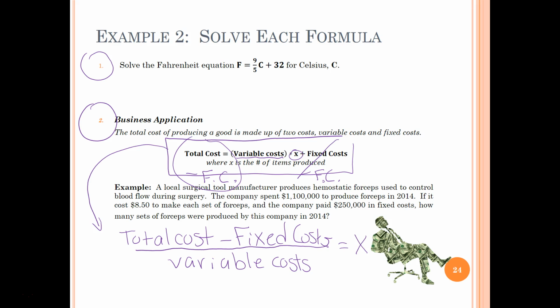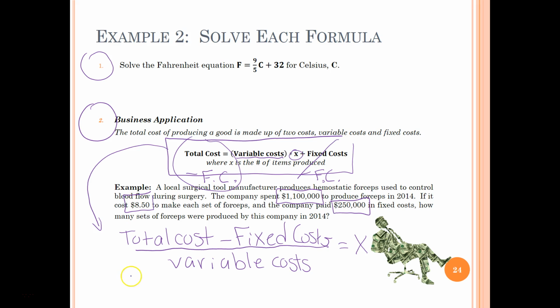So let's read the problem. A local surgical tool manufacturer produces hemostatic forceps used to control blood flow during surgery. The company spent $1,100,000 to produce forceps in 2014. So there's our total costs. If it cost $850 to make each set of forceps, so notice $850 per set, that's variable. It varies depending on how many sets are produced. So that's our variable costs to make each set of forceps. And the company paid $250,000 in fixed costs, so we know what that represents. How many sets of forceps were produced by this company in 2014?